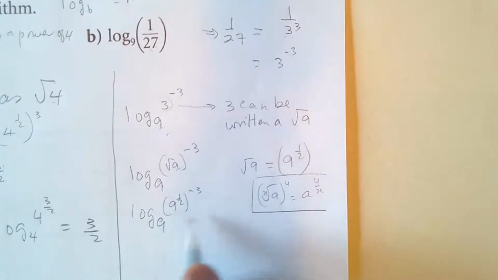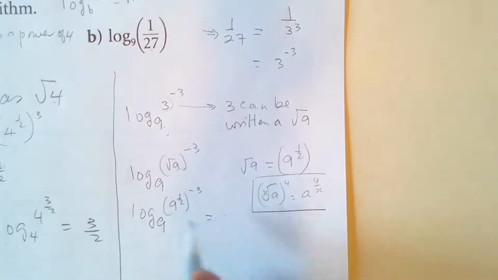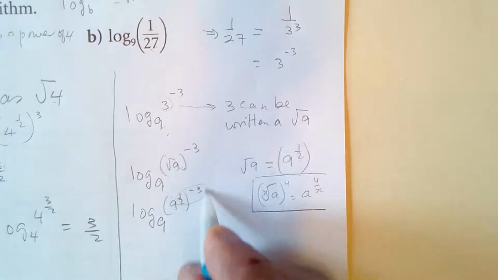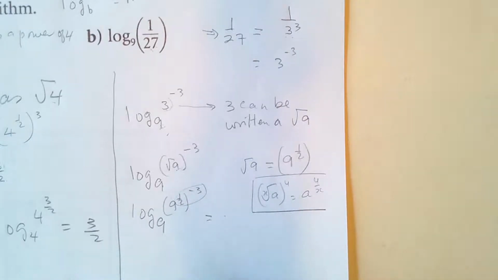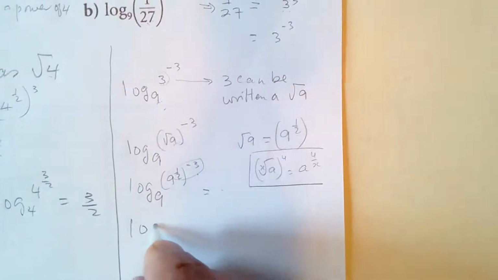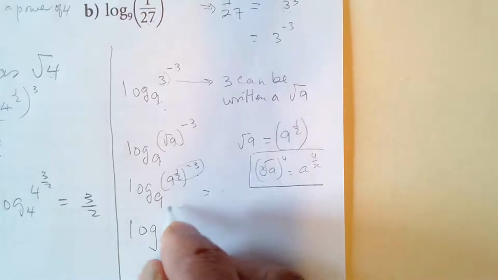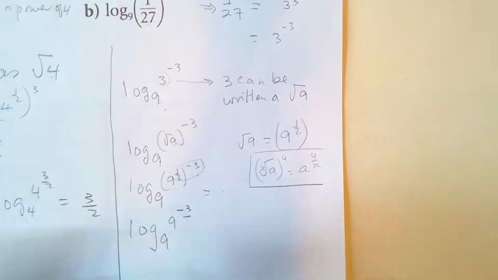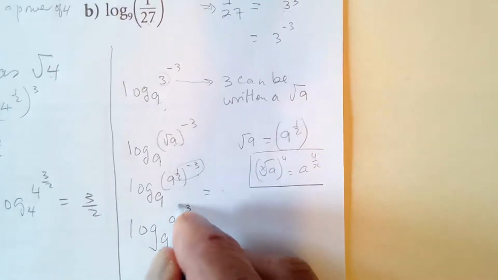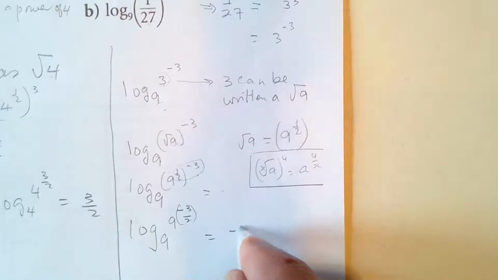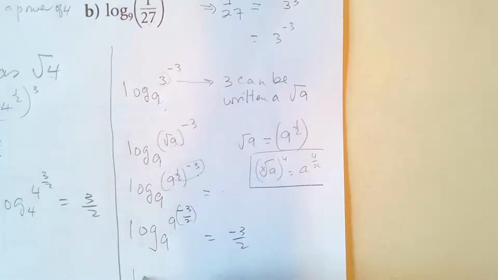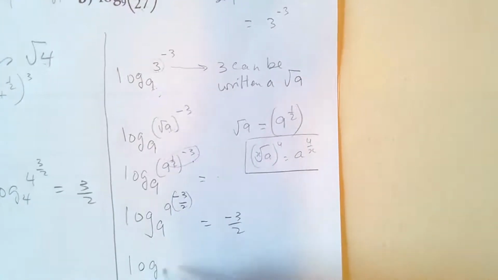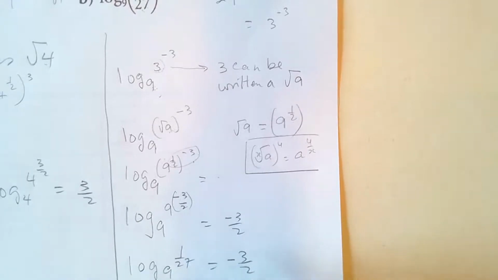So now I can conclude it's equal to, now we have to multiply these two using what we call the power rule. So let's work this through. Half times negative 3 gives me negative 3 over 2. So my answer is negative 3 over 2. So log base 9 of 1 over 27 is equal to negative 3 over 2.